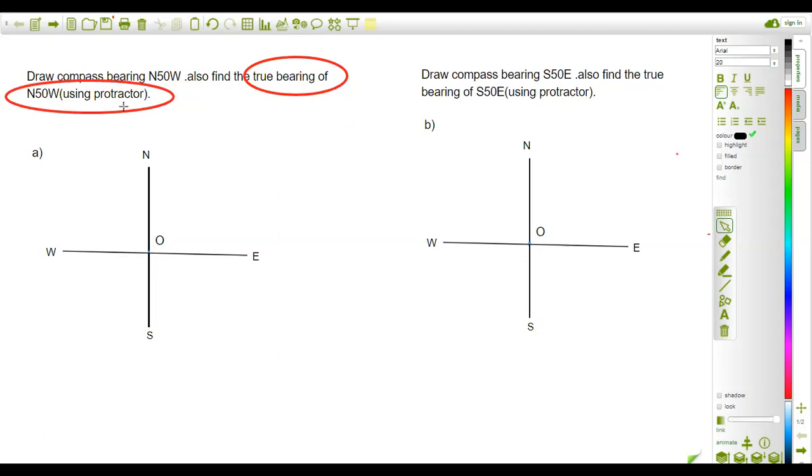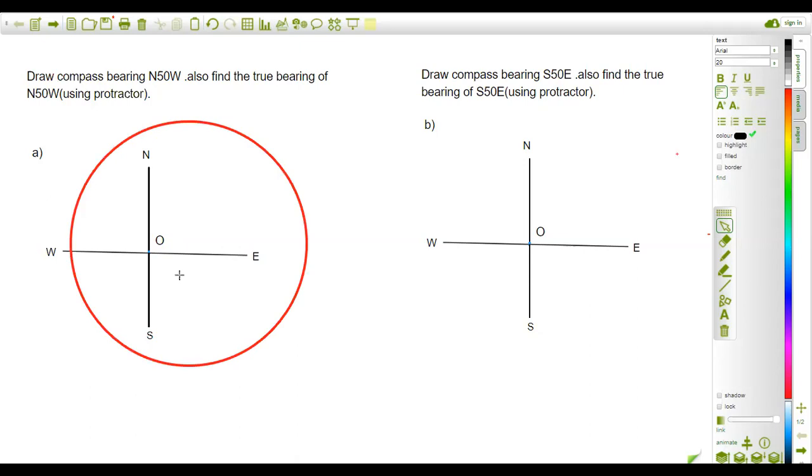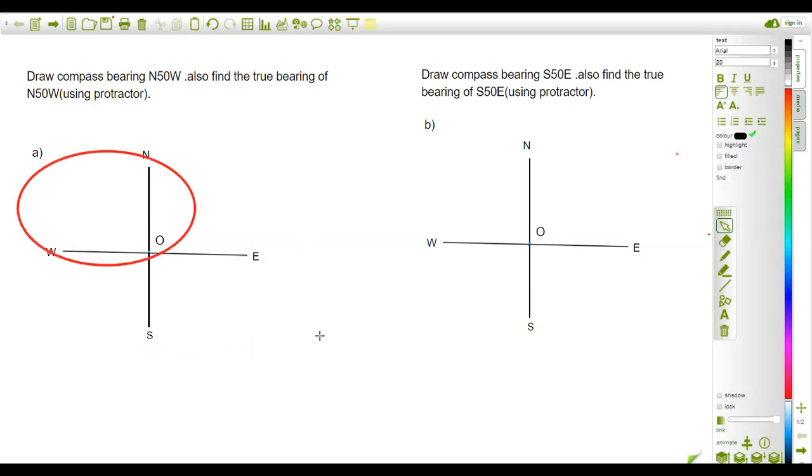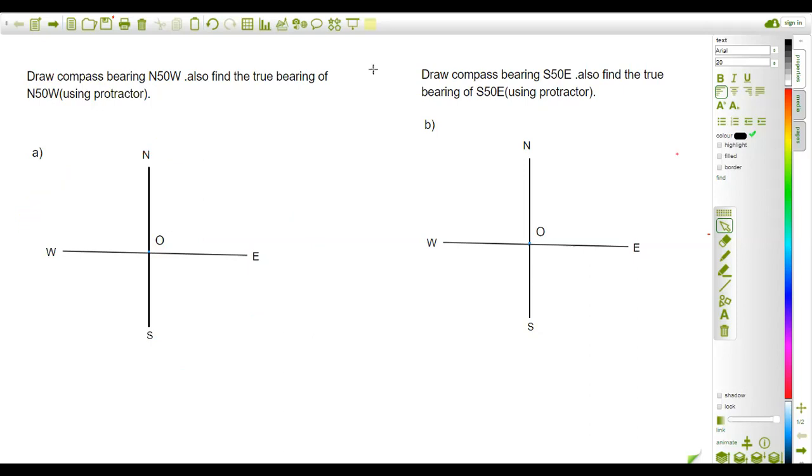Okay, first of all let's solve this first question, number A. Here we have to first make these poles, north south east west poles. First of all they will be perpendicular with each other. The first step is just drawing these north south east west poles, like this.